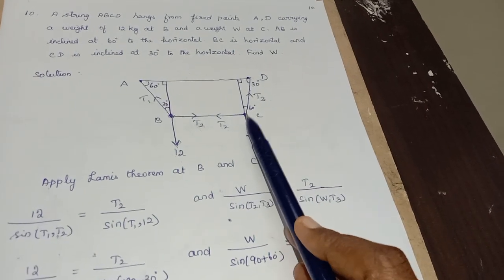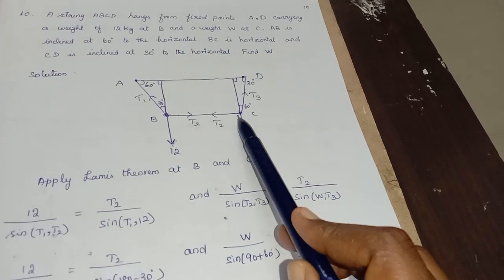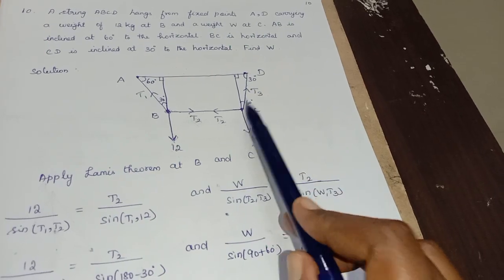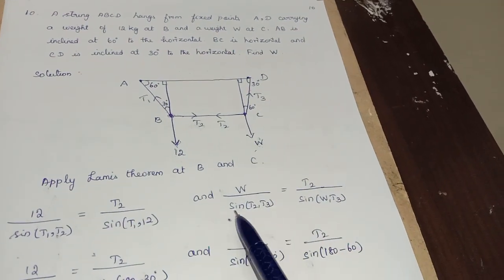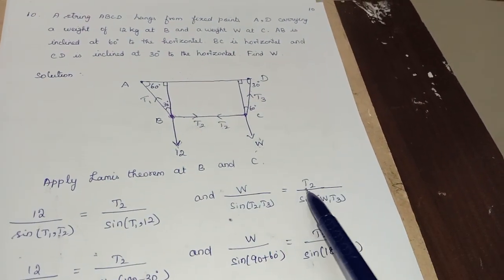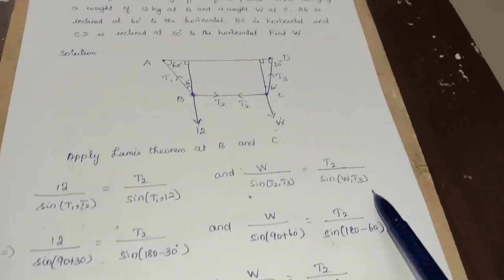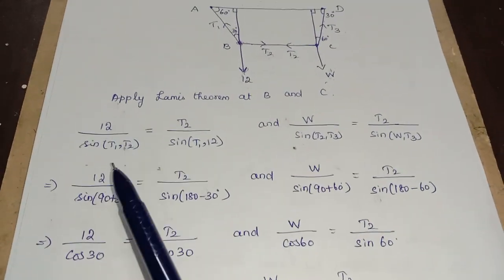Similarly at C, three forces are there. One is weight W, another one is tension T2, another one is tension T3. So W is proportional to the sine of the angle between T2 and T3, and T2 is proportional to the sine of the angle between W and T3. Okay, now let's see what the angles are.